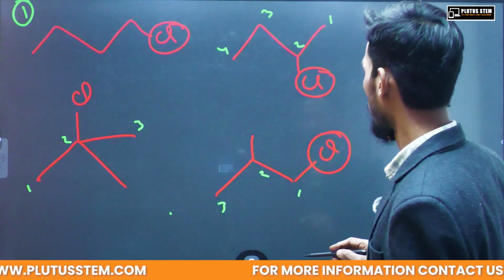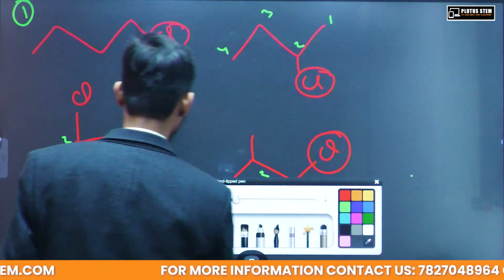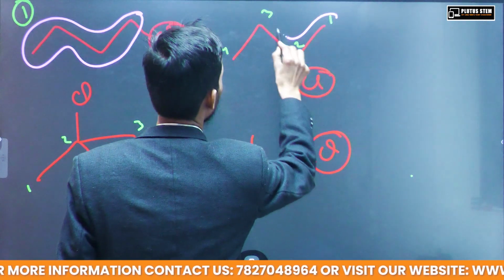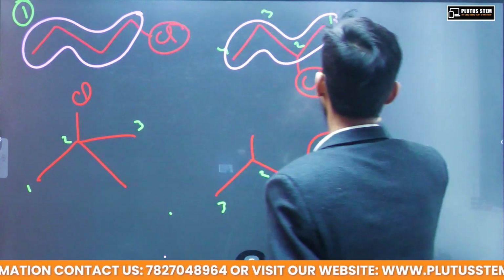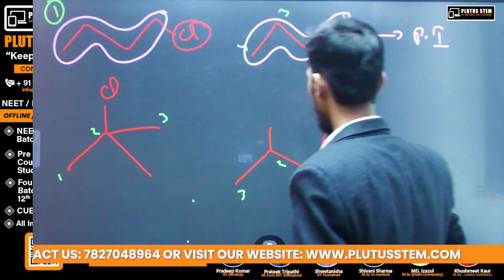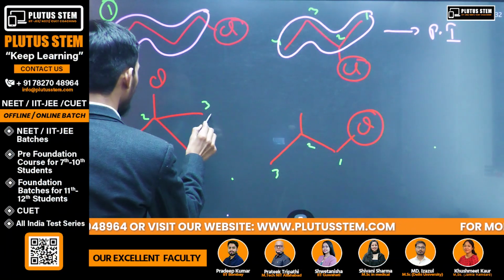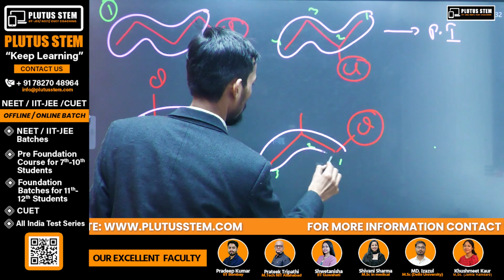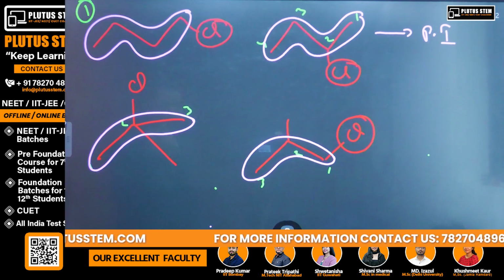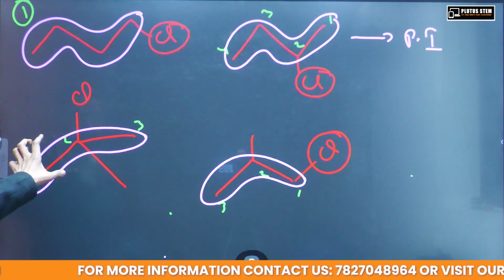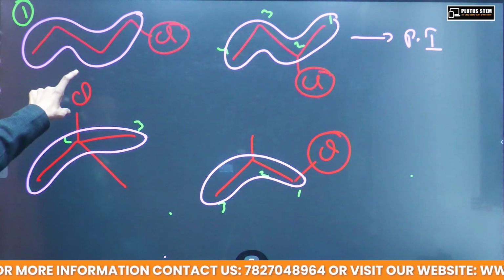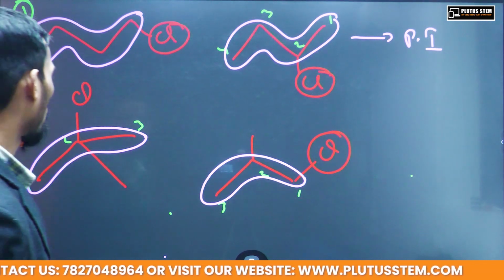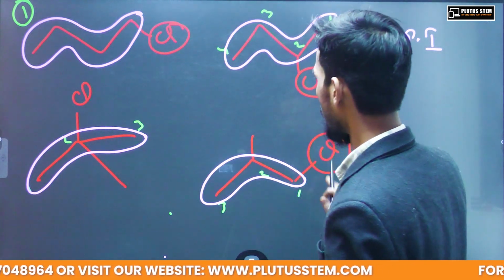One more thing which I can show you over here. This one and this one, these two are position isomers. Clear? And for these two, this is the whole chain, the parent chain, the position of Cl. Is the chain changing this time or not?